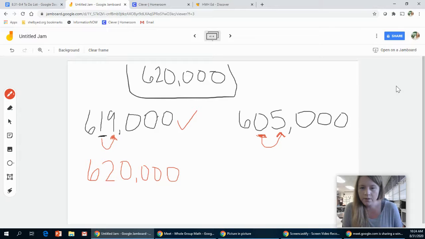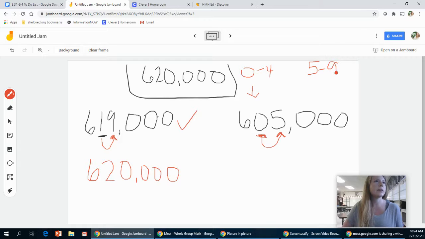It is rounding up. Remember, 0 to 4 rounds down. 5 to 9 rounds up. So that 5 is telling me to round up. So that 0 is now a 1. And everything after that turns into a 0.